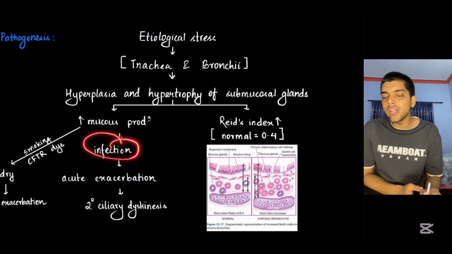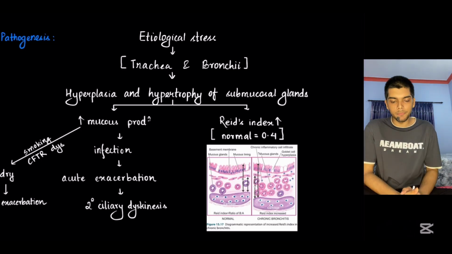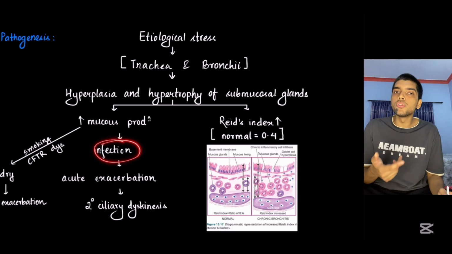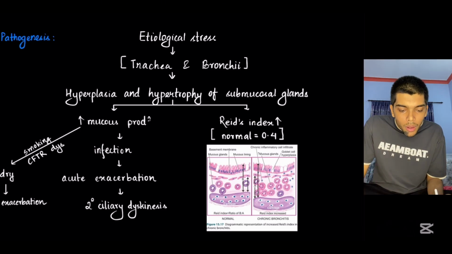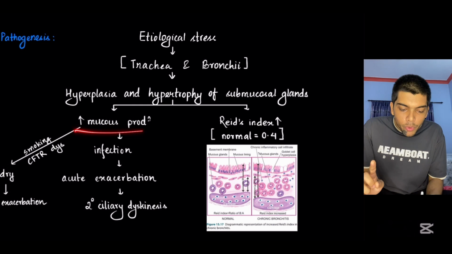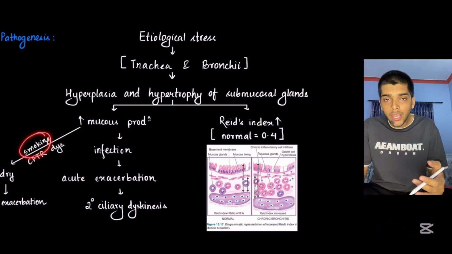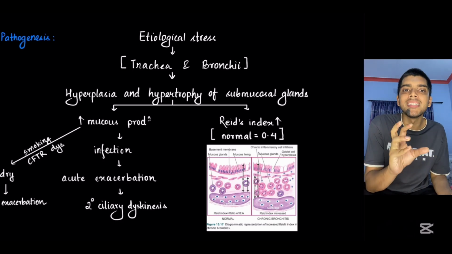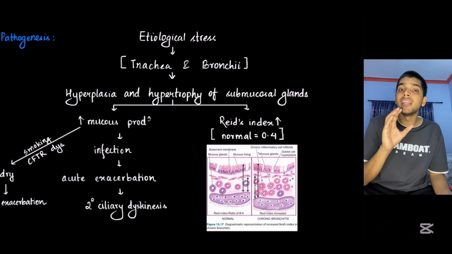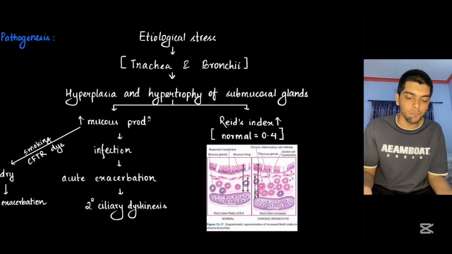So most commonly, what infection? Haemophilus influenzae. Second most common, Moraxella. Infection can also lead to secondary ciliary dyskinesis. Alright, what if this mucus production is associated with CFTR dysfunction, which is seen due to smoking? Then there is production of mucus, but the mucus is dehydrated. So there is further worsening of the condition, also known as exacerbation.